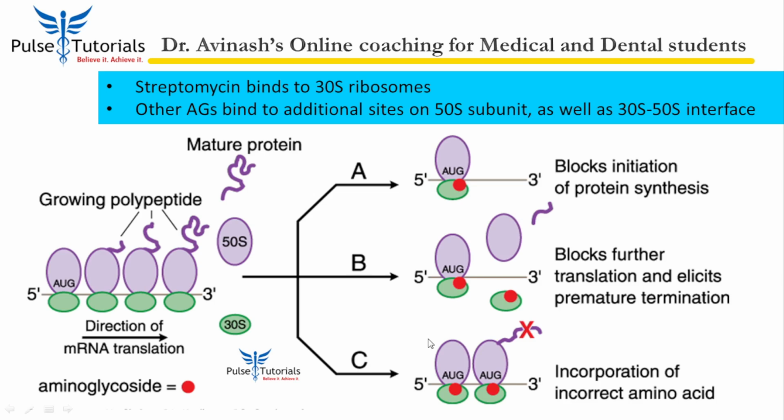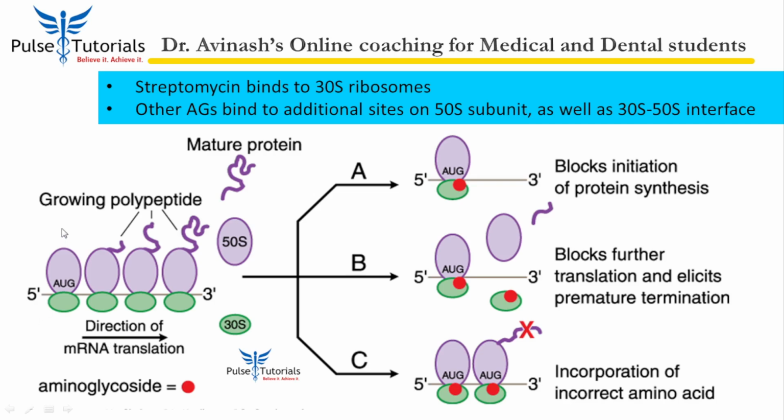And they will either block the initiation of protein synthesis, block translation, stop the translation, like premature termination will happen, so wrong length of amino acid chain will be formed, or incorrect amino acids will be incorporated. So these are different ways, like misreading will happen, codons will not be read correctly, and this is how the protein biosynthesis probably stops. Getting the idea, right?